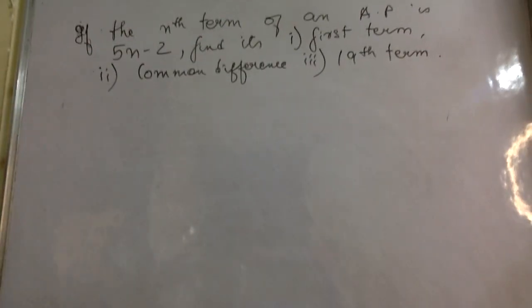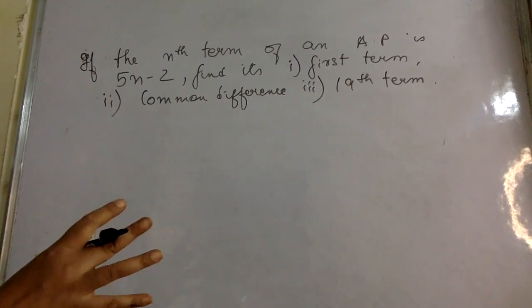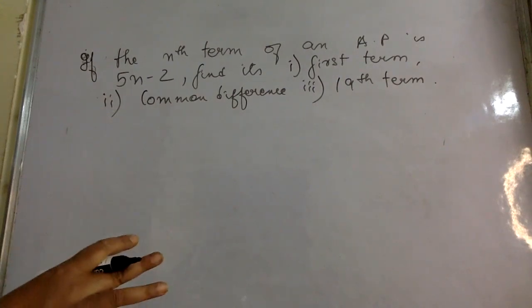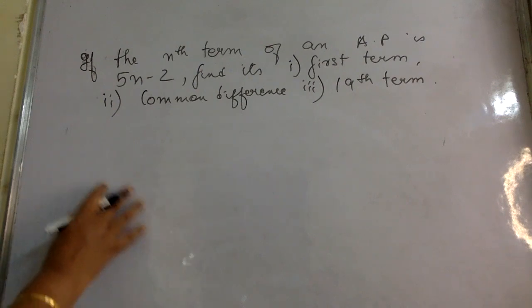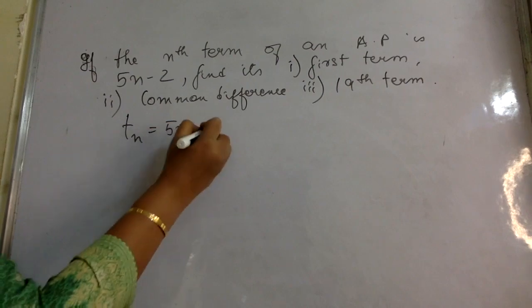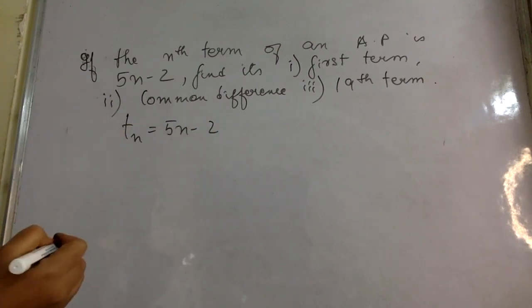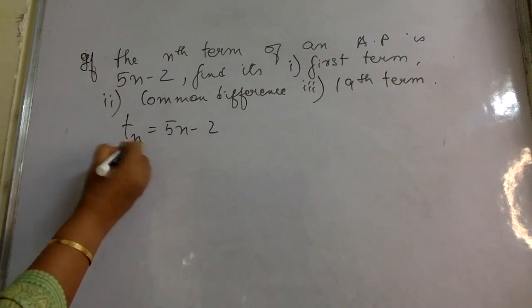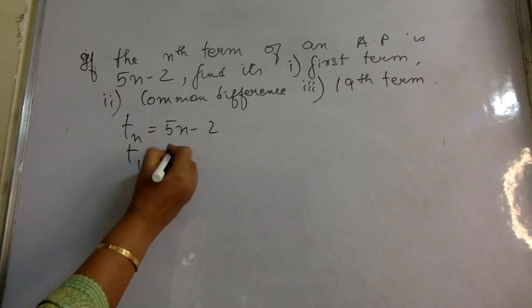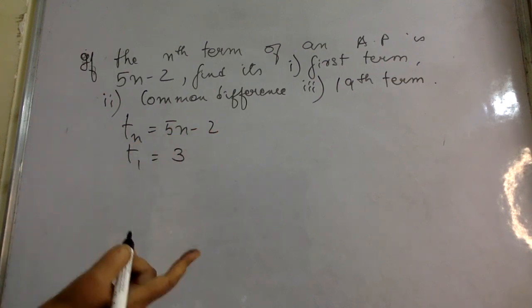Now, here is a question. If the nth term of an AP is 5n minus 2, then find its first term, find its common difference, and find its 19th term. Here Tn is given as 5n minus 2. The first term is always T1. Put 1 in place of n and you get 5 into 1 minus 2, that is 5 minus 2, that is a 3.